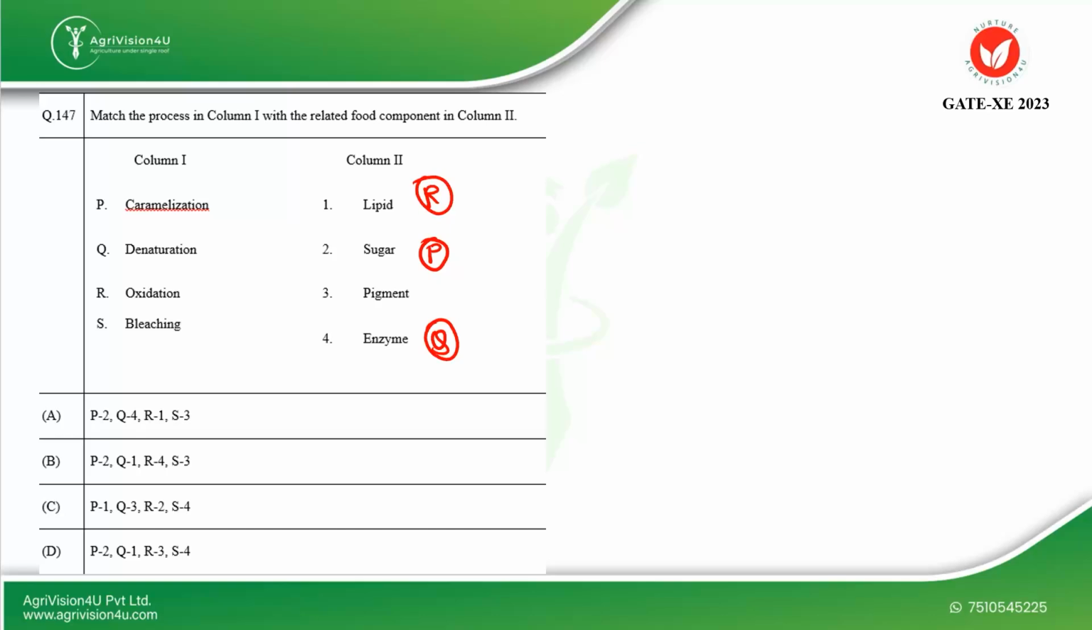And next, bleaching. Bleaching is the removal of color from the food, often using chemical agents. So it is about the pigments. So which option is correct? Option number A, that is P2, Q4, R1, S3.